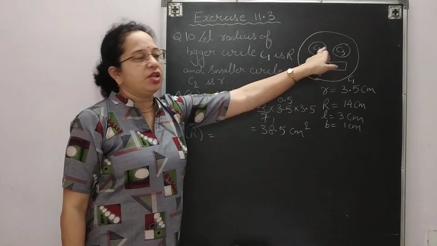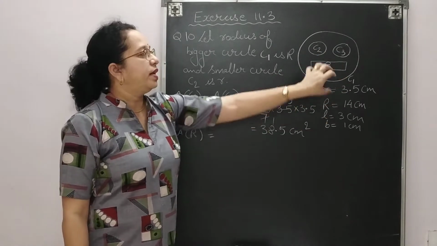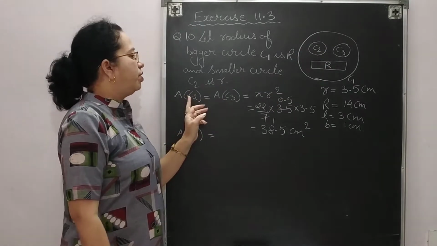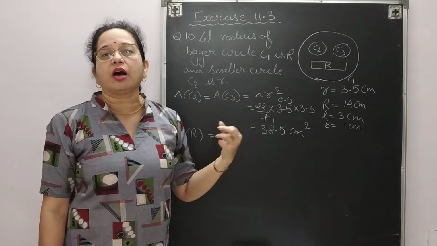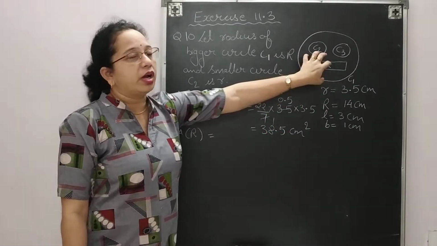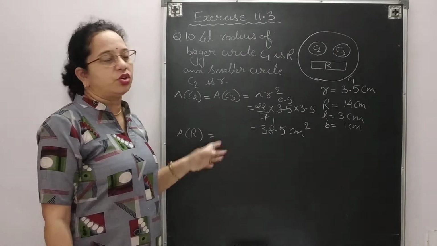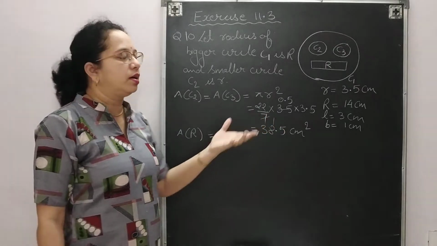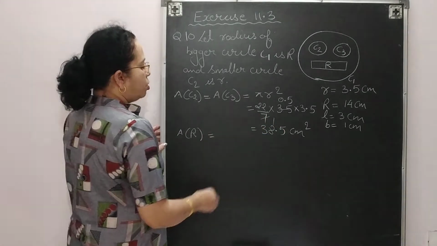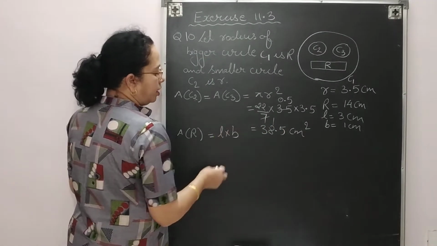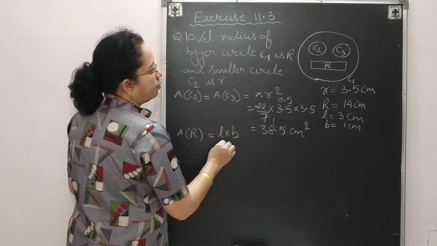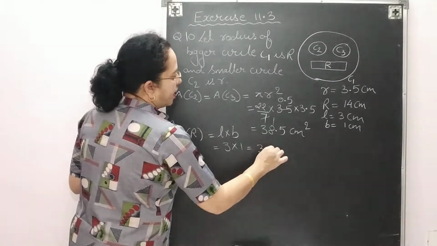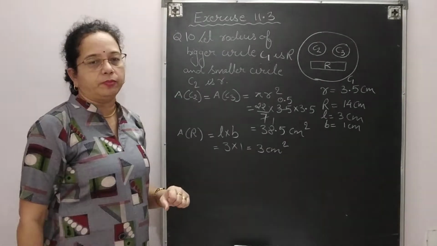If you are using this C1, C2, R, then drawing the figure is compulsory. If you are not drawing the figure in the answer sheet and you write C2, C3, teachers will not come to know what you are writing. If you are drawing this figure, then you can write in short. Otherwise, you need to write in words: area of the rectangle, area of the smaller circle, like that. So area of the rectangle is length into breadth. So length into breadth will be 3 into 1. So this will give you 3. Again the unit will be centimeter square.